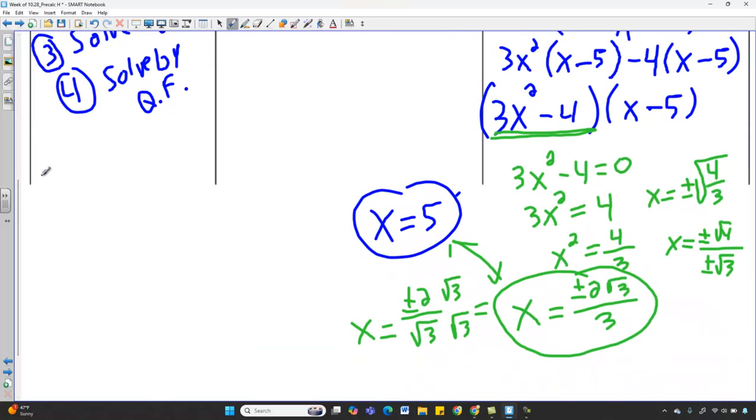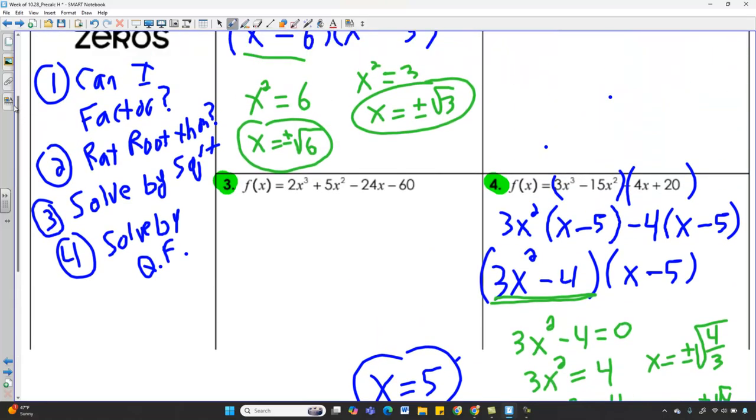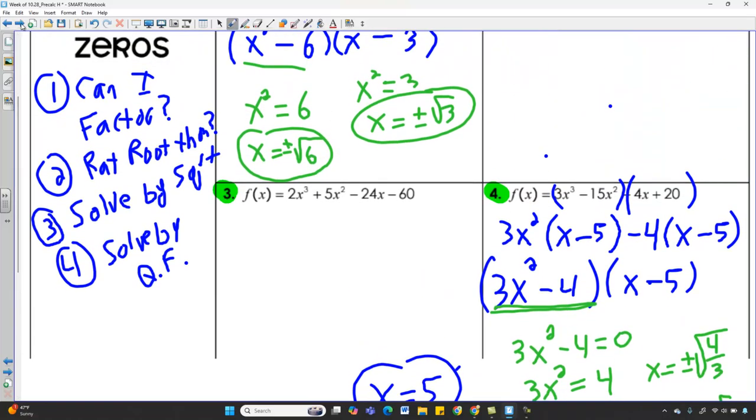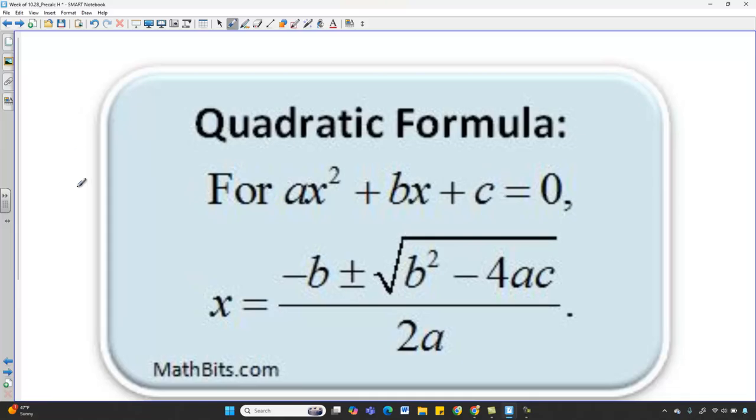Very good. So we haven't gotten to solve by the quadratic formula yet, and we haven't had to use the rational root theorem. Here is the quadratic formula. Take a moment to pause and write this down if needed. Negative b plus or minus the square root of b squared minus 4ac all over 2a. And it obviously only works for quadratics, meaning that the highest exponent must be 2.